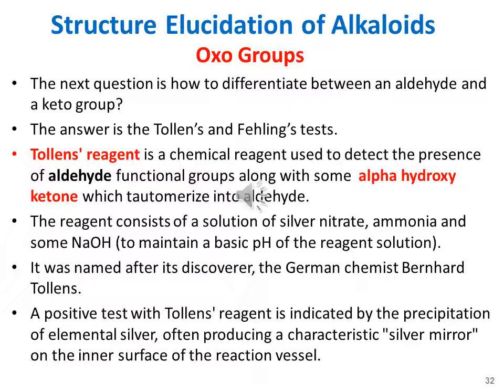The Tollens reagent consists of a solution of silver nitrate, ammonia, and sodium hydroxide. Sodium hydroxide is added to maintain its basic pH. So if your alkaloid contains an aldehyde functional group, upon reacting with the Tollens reagent it will produce a silver mirror. So a silver mirror will be produced on the sides of the test tube.